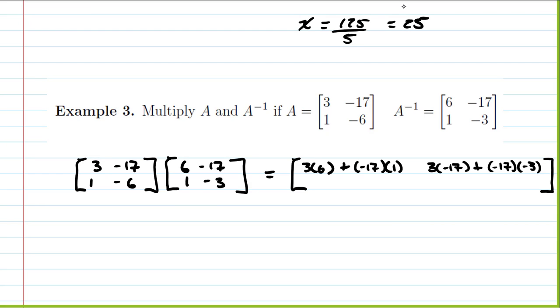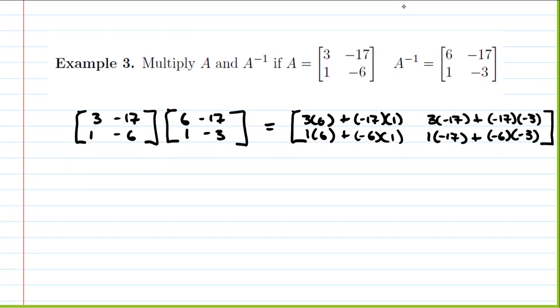Now we're going to go across row 2 down column 1. So that's 1 times 6 plus -6 times 1. And then lastly, we go across row 2 down column 2. So 1 times -17 plus negative 6 times negative 3. So we start multiplying and adding.